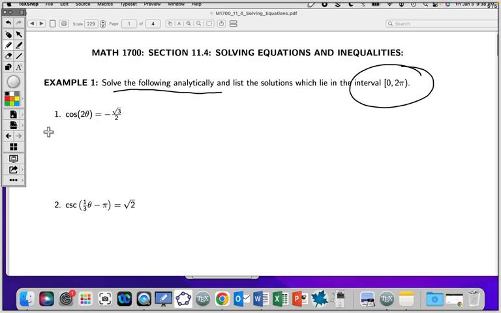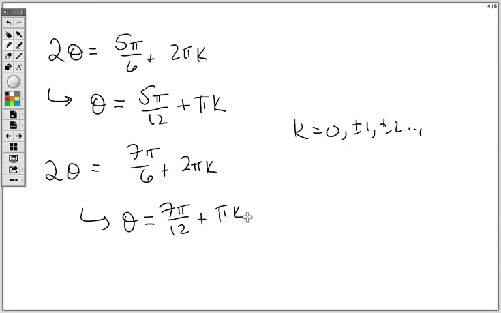Now I want to figure out which solutions lie specifically in the interval 0 to 2 pi. So in the interval 0 to 2 pi, let's see what the first list gives me. These are, as you can tell, pi's over 12. Since we're working with pi's over 12, it's helpful to think about what the interval 0 to 2 pi looks like in pi's over 12. Well, 0 pi over 12 is just 0. 2 pi would be 24 pi's over 12.